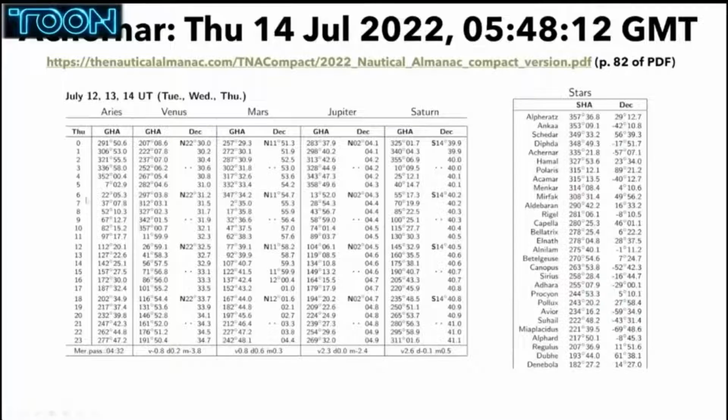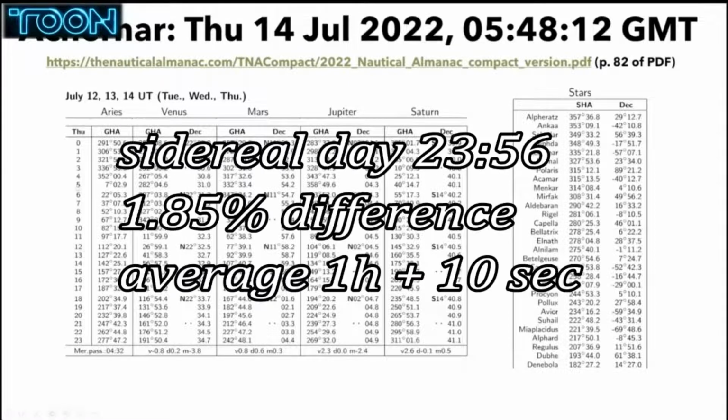So the time of this observation was 5:48 and 12 seconds. So we just need to interpolate between 5 a.m. and 6 a.m. And just notice that each hour is not exactly 15 degrees. And that's because of what I said a minute ago, that a 24-hour day is actually slightly more than 360 degrees of rotation, which means that 1 hour is very slightly more than 15 degrees. So there's not much difference, 10 seconds on the hour.